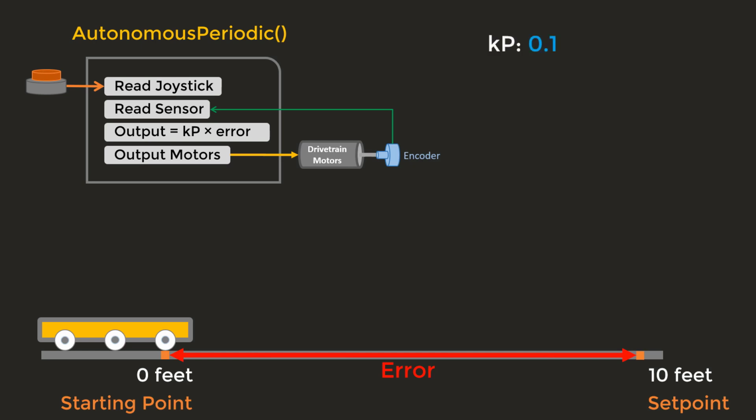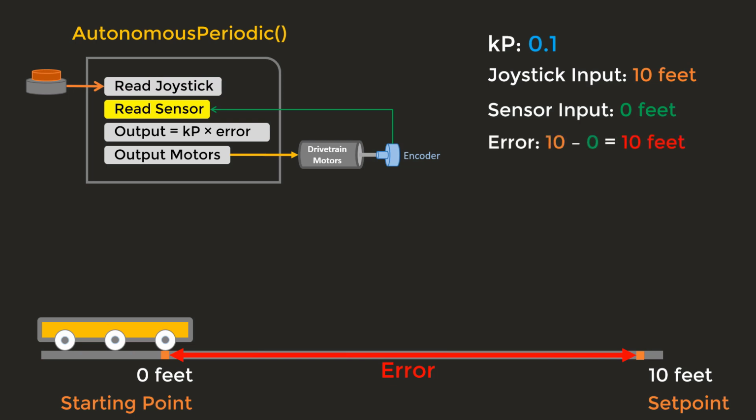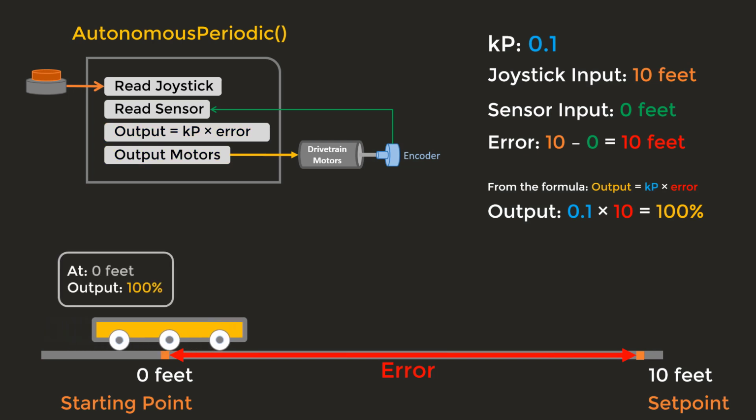And let's assume for now that Kp equals 0.1. Every time the code runs, it does 4 things. First, it reads our buttons, which tell it to go to 10 feet. Next, it reads the sensor, which says we are currently at 0 feet. And from that, it can deduce that it has an error of 10 feet. Then, because we told it to use its formula to calculate the motor output, it multiplies the error by our constant Kp to calculate the speed that it should be at, which is 100%. Finally, it outputs that speed to the motors.